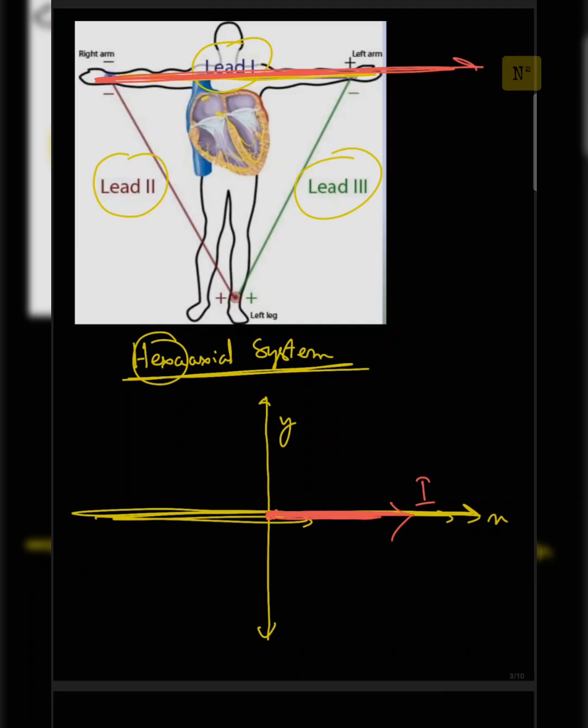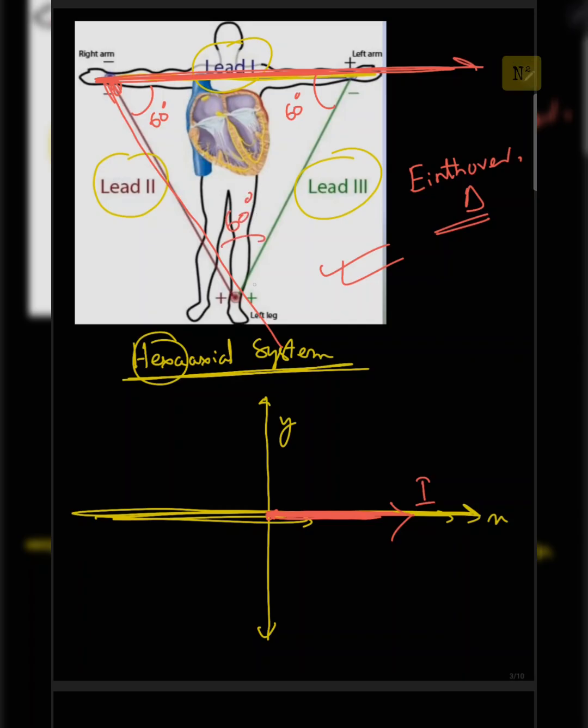Lead 2, let's place lead 2. Now lead 2 is starting from the right arm and going to the left foot, making an angulation of 60 degrees. I forgot to mention that the depiction shown over here is the Einthoven triangle. Now Einthoven's triangle is a triangle formed by three arms, making an equilateral triangle, because each and every lead is making an angle of 60 degrees.